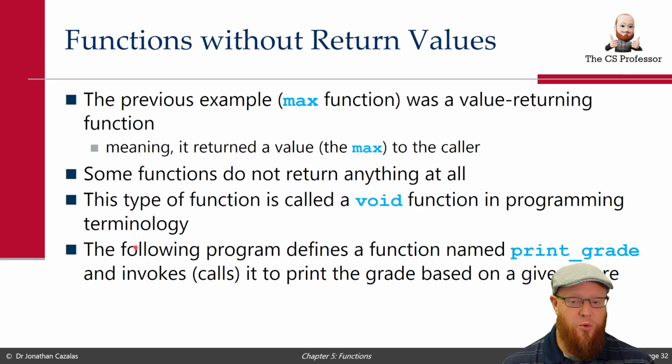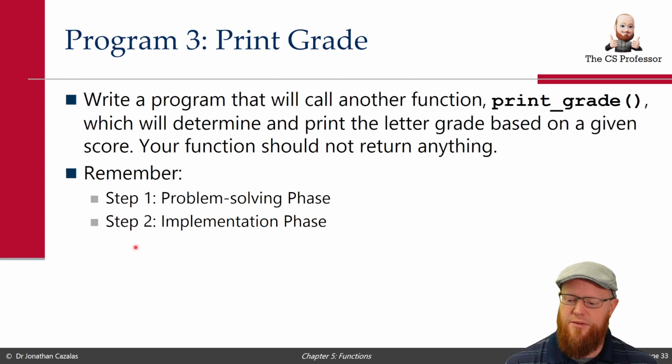The following program we're going to write is simply going to determine the letter grade for a student based on the numerical grade, and we're merely going to print out the letter grade for a given score. So here's the program. Write a program that will call another function. That function will be called print grade, which will determine and print the letter grade based off of a given score. Your function should not return anything because it's merely going to print.